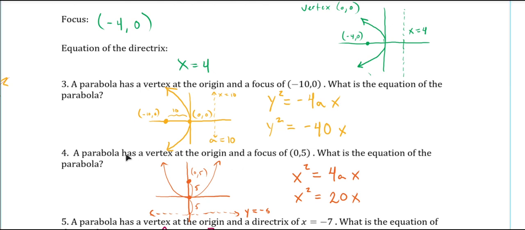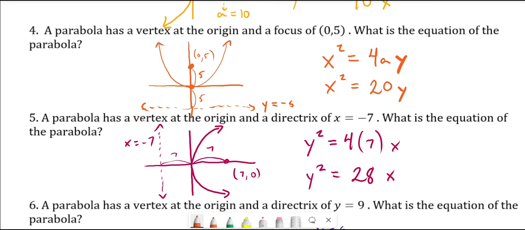It says it has a vertex at the origin, so we put that here, and a focus at 0, 5, so it opens up. This means it has this form, x squared is equal to 4ay. And likewise, once we know that a is equal to 5 here, that will be a 20y for our final equation. x squared is equal to 20y.